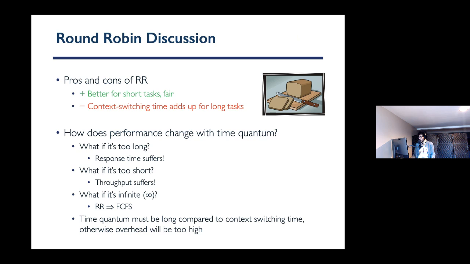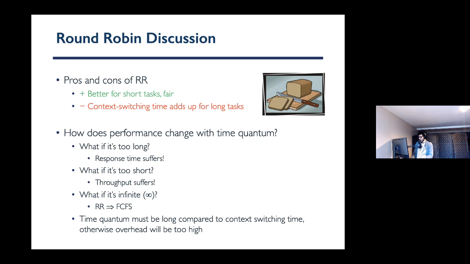So shouldn't a long quantum make wait time bad rather than response time? Actually, wait time and response time are directly related, right? Because response time is wait time plus execution time. So if it makes it worse for response time, it is making it worse for wait time. If it is making it worse for wait time, it's making it worse for response time, because they're directly related.